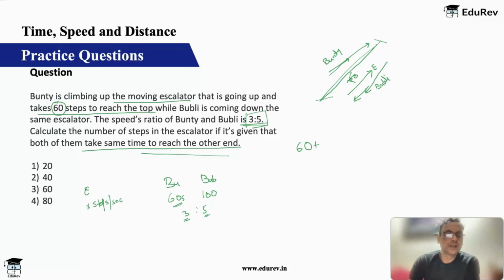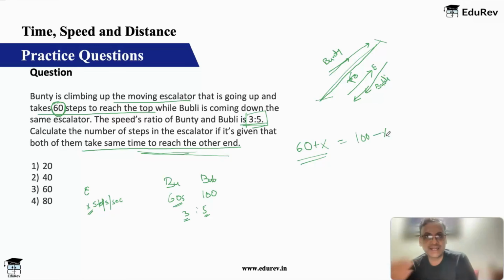Okay, so let's say that Bunty, we know, has taken 60 steps. Okay, and let's say the escalator has taken x steps total because the time taken is same. So these are the number of steps required to reach the top for Bunty. The time taken is same for bubbly also. Bubbly has taken 100 steps. Escalator in that time would have moved x steps upwards. So actually it is negative because escalator is actually reducing his speed.